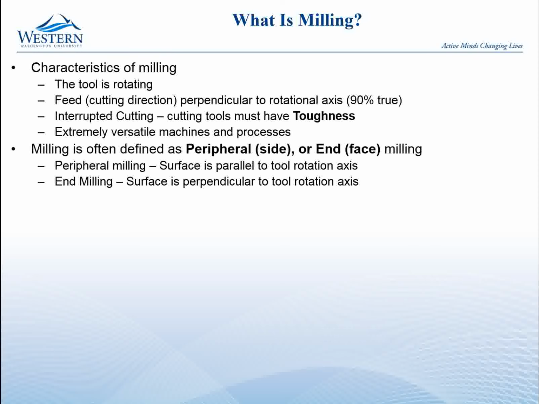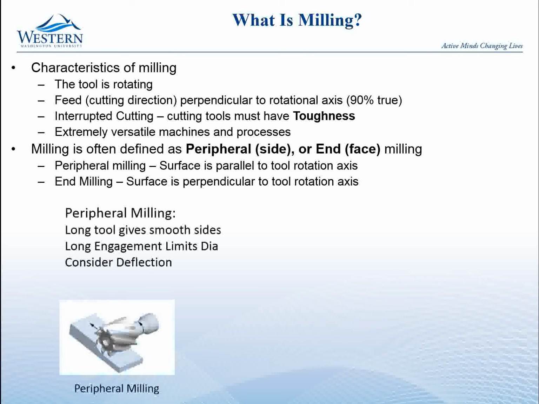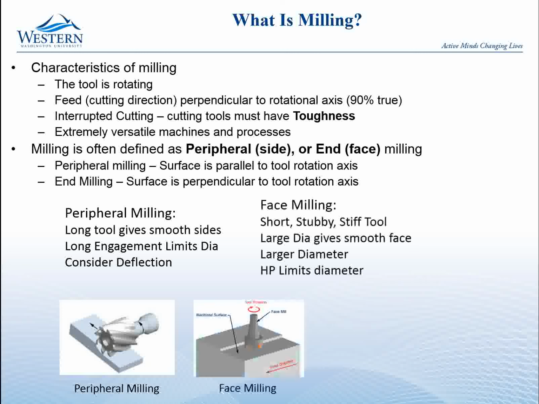There are two basic types of milling. One is peripheral or side milling, and one is end or face milling. So in peripheral milling, you're milling with the side of the tool, and that side of the tool is parallel to the tool rotation axis. And so there's a picture of peripheral milling where you can see that the rotational axis in this picture is horizontal and the milling surface is parallel to that axis. And then the second is end milling, where the cutting is happening on a surface that is perpendicular to the tool rotation axis.